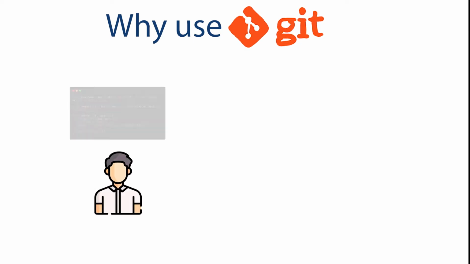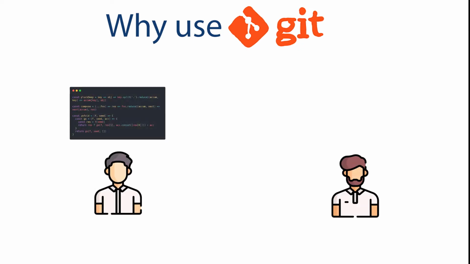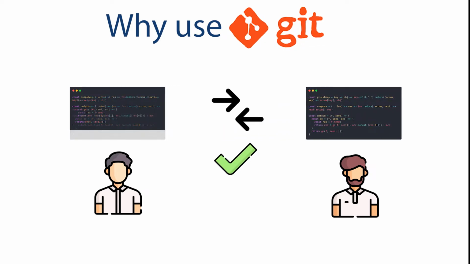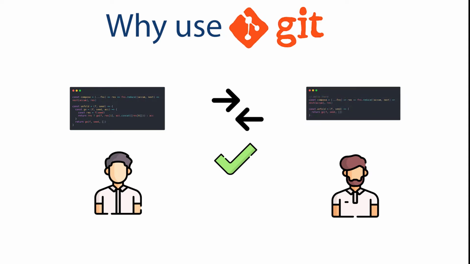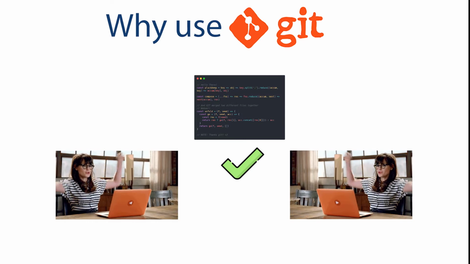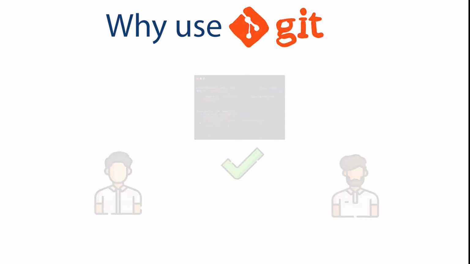You are working on a project and you invite a friend of yours to join and help you. So you make a copy of the project and give it to him. Now, you make changes, he makes changes, and then you have two different versions that you need to put together. And Git, together with a hosting service such as GitHub, Azure DevOps or GitLab, will handle this painful stuff for you.